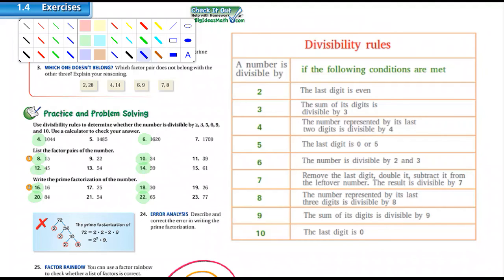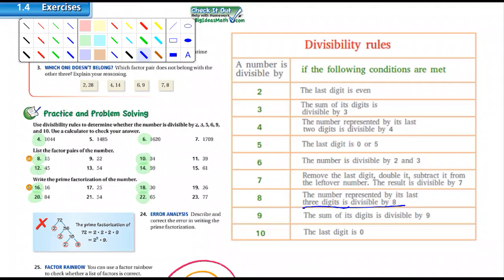6. The number is divisible by 2 and 3. So in this one, you have to satisfy the conditions of 2 and 3. If it can be, then you can divide it by 6. 7, it says remove the last digit, double it, subtract it from the leftover number, and the result is divisible by 7. Boy, that's kind of complicated. But you could do it. And it might be a lot easier if it was a really large number as opposed to trying to divide it by 7.